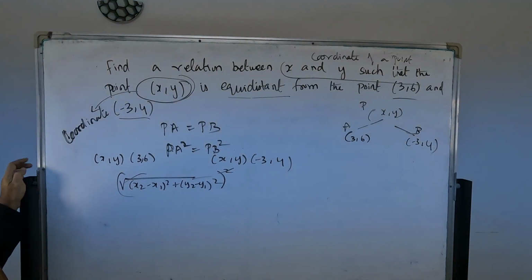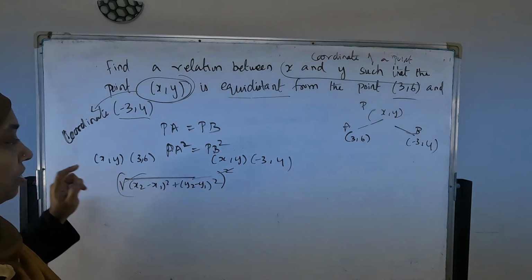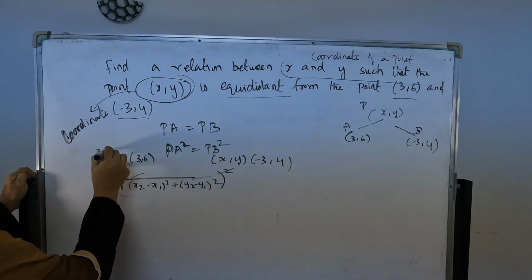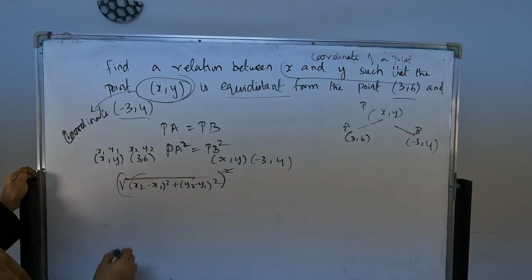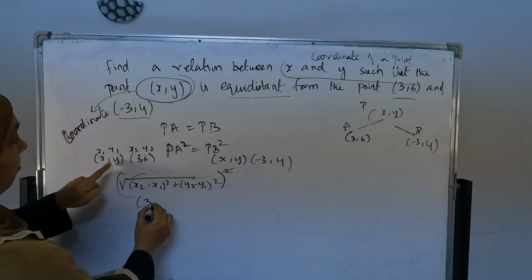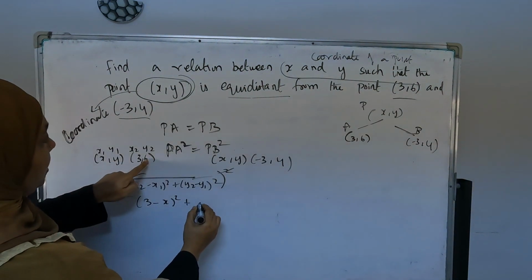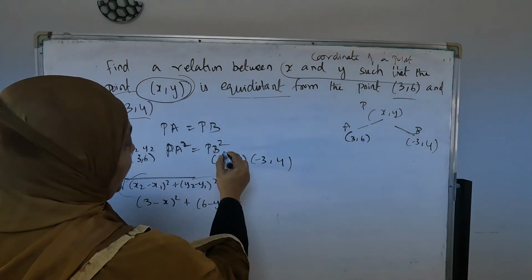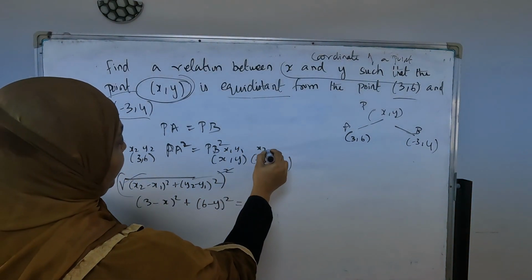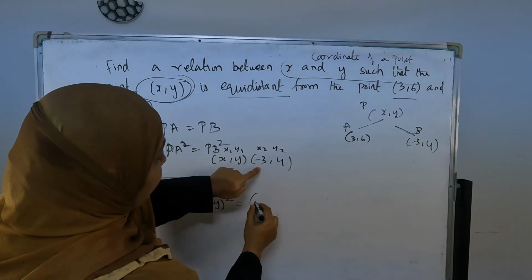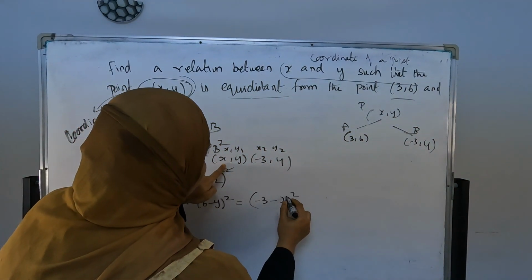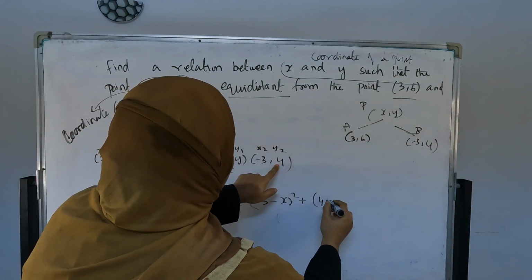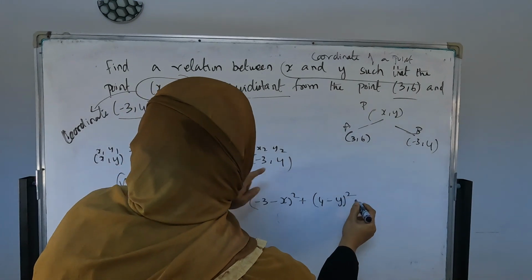Whenever equidistance is coming, it means square both sides and remove the square root. Now you do this one. So x2, you write x1 y1 x2 y2, like this we will write. So x2 is 3 minus x the whole square plus 6 minus y the whole square is equal to, on this side we will come. Here also we will write x1 y1 x2 y2. So x2 is minus 3 minus x the whole square plus y2 is 4, and 4 minus y the whole square.